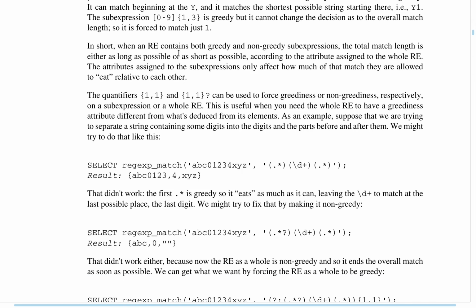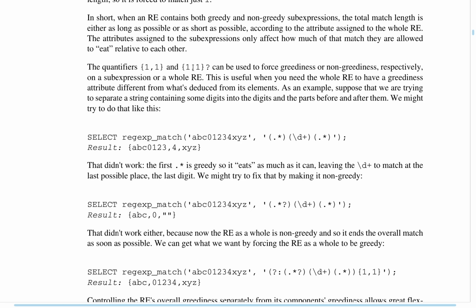In short, when an RE contains both greedy and non-greedy sub-expressions, the total match length is either as long as possible or as short as possible, according to the attribute assigned to the whole RE. The attributes assigned to the sub-expressions only affect how much of that match they are allowed to eat relative to each other. The quantifiers {1,1} and {1,1}? can be used to force greediness or non-greediness respectively on a sub-expression or the whole RE. This is useful when you need the whole RE to have a greediness attribute different from what is deduced from its elements. As an example, suppose that we are trying to separate a string containing some digits into the digits and the parts before and after them.